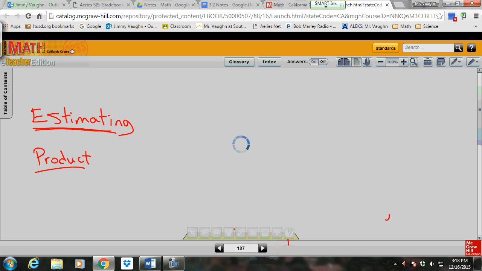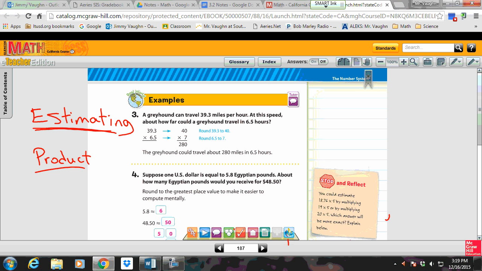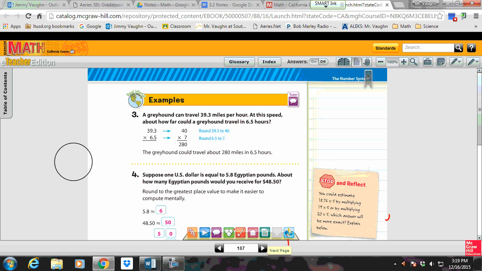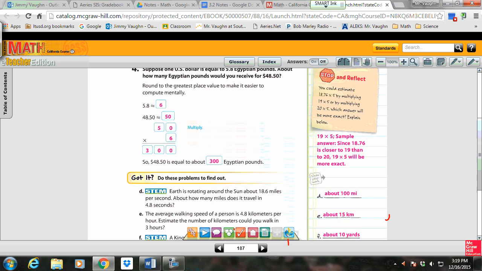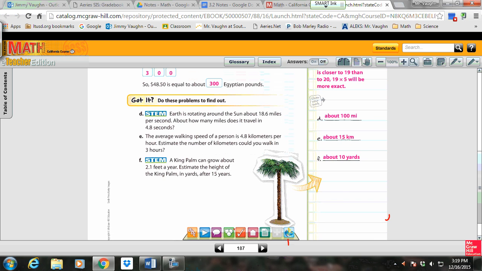So goodbye for now, unless you're going to do the next page examples, unless you want more practice. You can pause it, do those, and then here are the answers. Got it, problems at the bottom. All right, I will see you tomorrow.